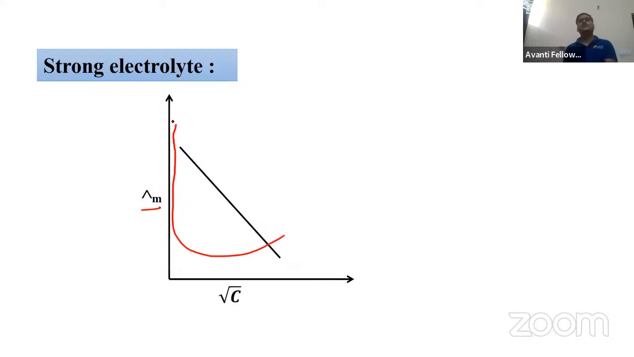Okay? This is for the weak electrolyte. Now, this is for strong electrolyte and this is for weak electrolyte, right? So as we see, as the dilution increases, how can we say that dilution increases, beta? In the x axis we have concentration.